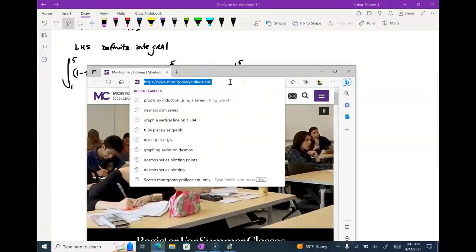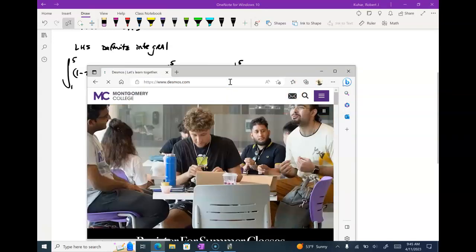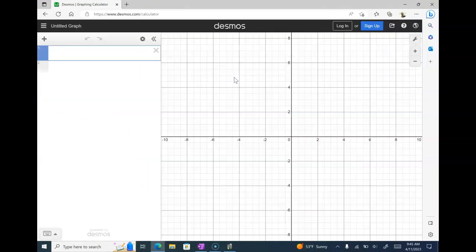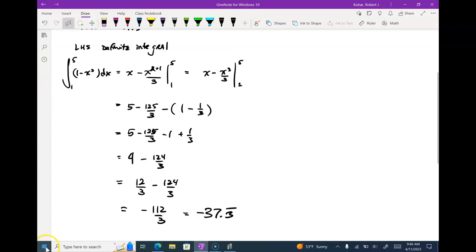So, Desmos is crazy. I really tried to get us a computer classroom so we could get rid of this little dinosaur calculator thing. So I start typing integral, int, and it gives me from 1 to 5 of parenthesis 1 minus x squared, close parenthesis dx, and there it is, negative 37.3. Pretty sick stuff. Very cool.